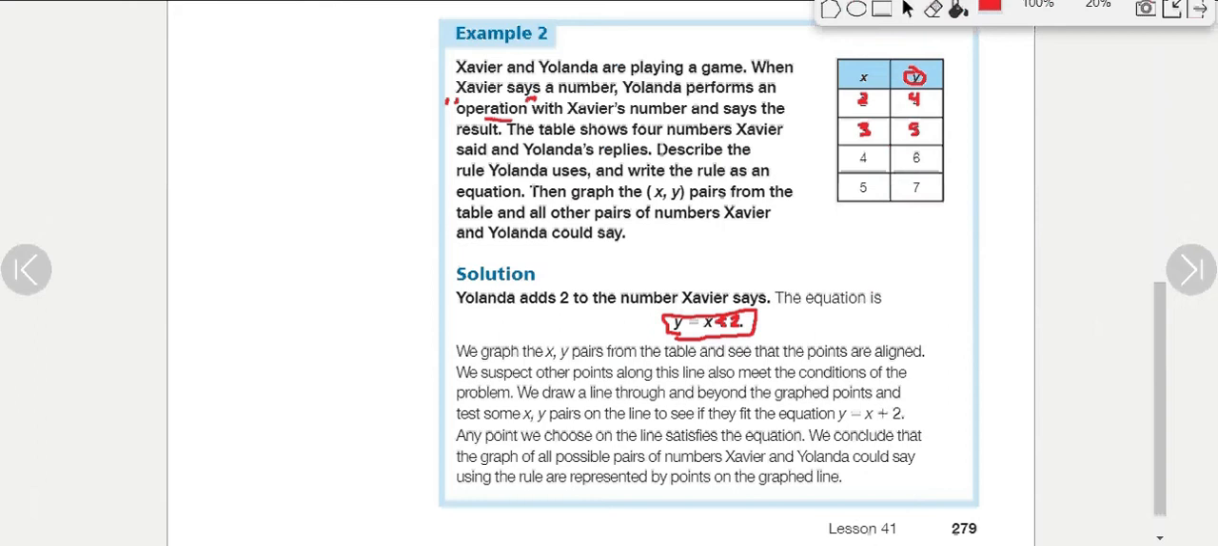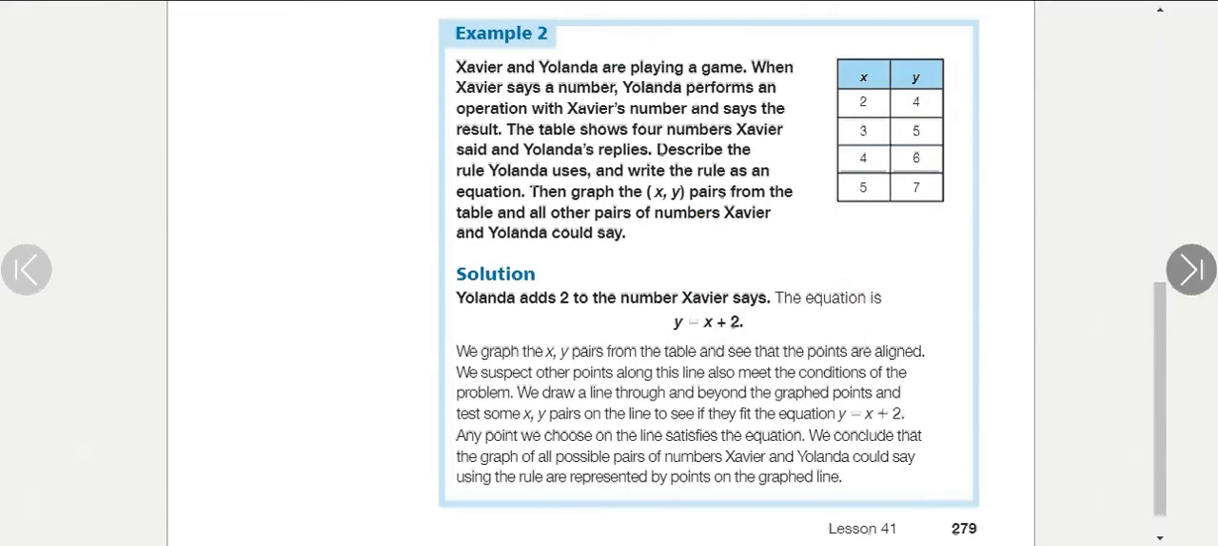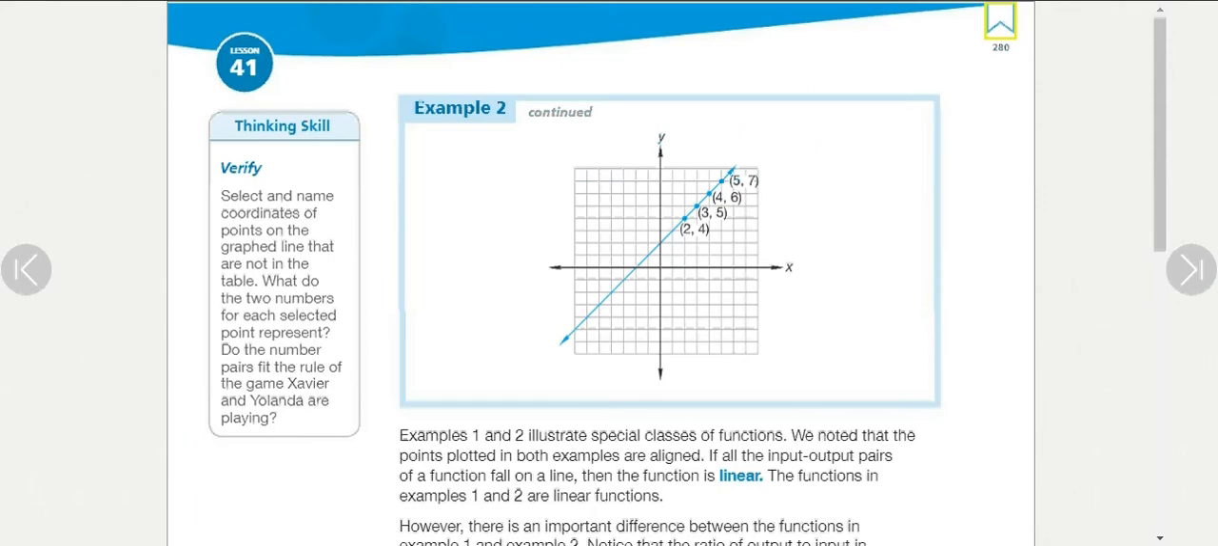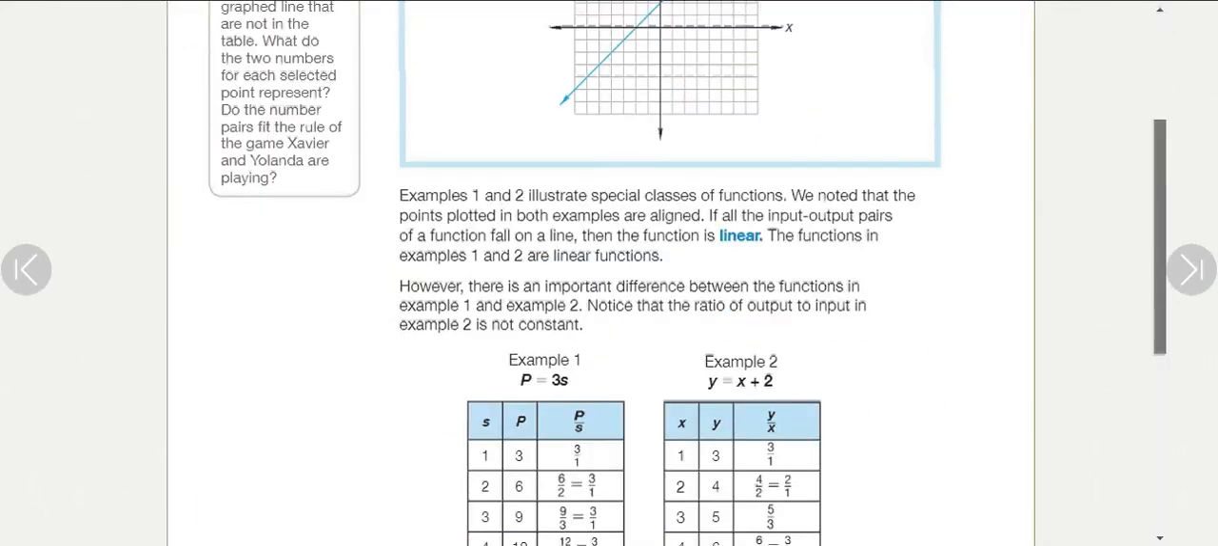Alright, and you can graph this with a T-chart. You stick in a 1 and you get 3. You stick in a 2 and you get 4. Right? You can graph these points. 1, 3, 2, 4. Let's see what it looks like on the next page. Once again, very linear. It's in a line. It's straight.